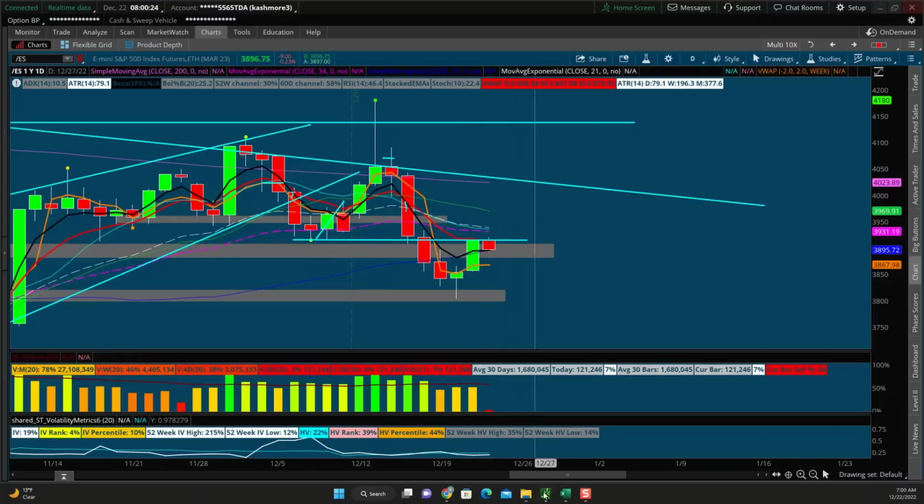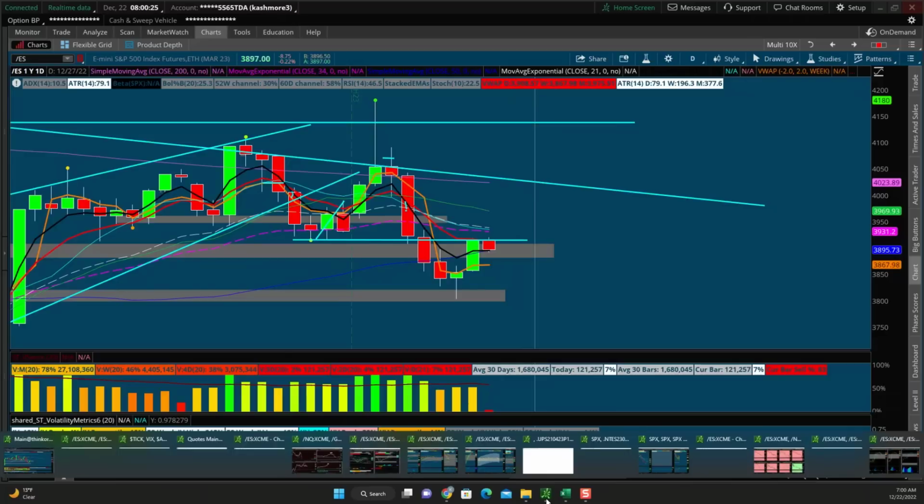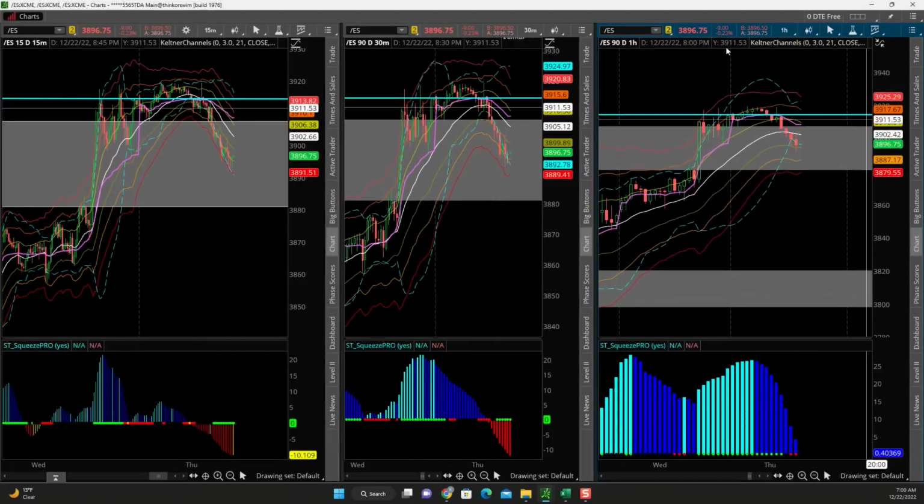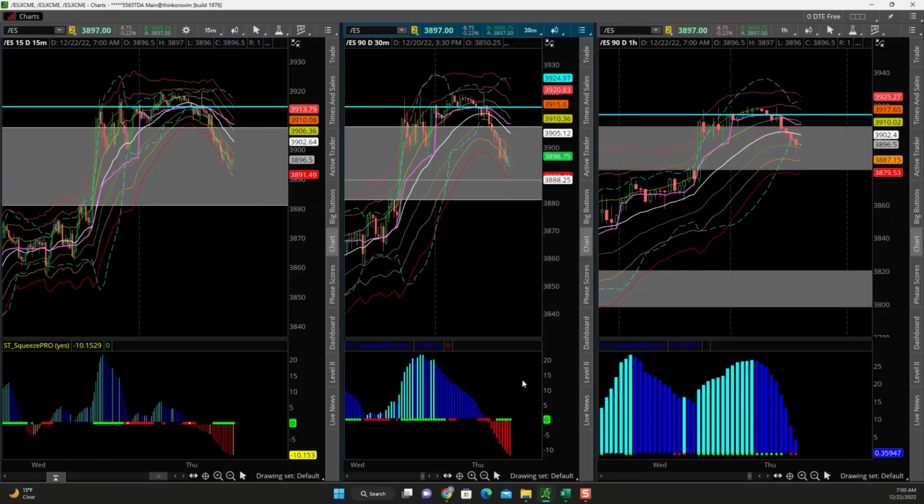So this is just a day chart. Let's pull up one other thing we're talking about. Now let's look at this right here. I have the 1 hour, 30-minute, and 15-minute squeezes on each side. The main thing you need to acknowledge: here's yesterday's value VWAP, and that's right where we're stalling. This is also the 50-day SMA on the daily chart, right?